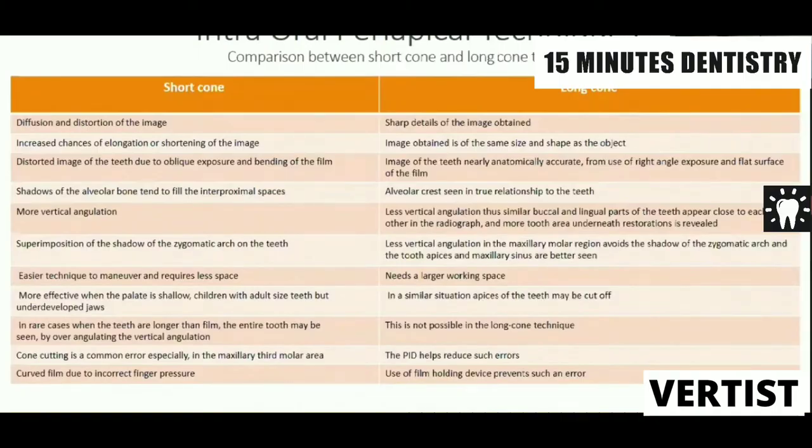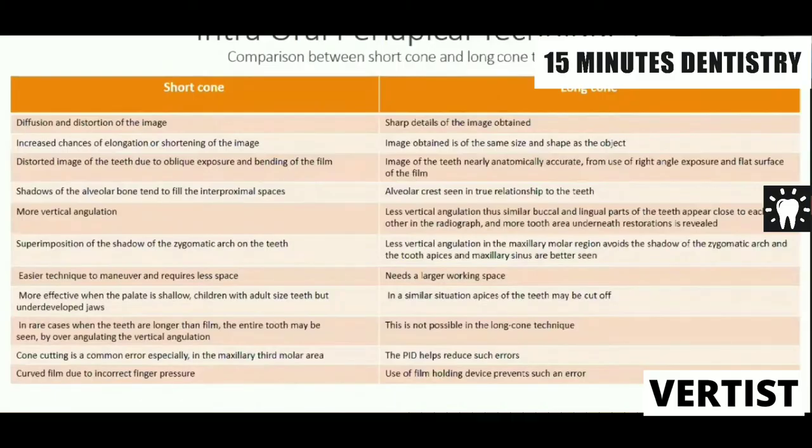Short cone, easier technique to maneuver, requires less space. Long cone needs a larger working space. Short cone, more effective when the palate is shallow, especially in children with adult-sized teeth but underdeveloped jaws. Long cone, in a similar situation, the apices of the teeth will get cut off. In short cone, in rare cases when the teeth are longer than the film, the entire tooth may be seen by over-angulating the vertical angulation. But this is not possible in the long cone technique.